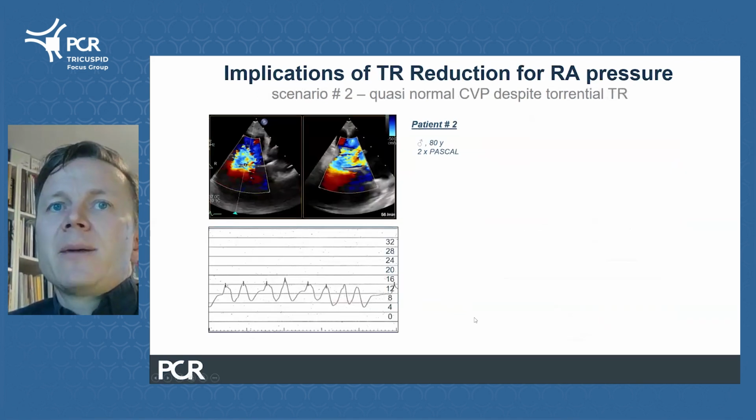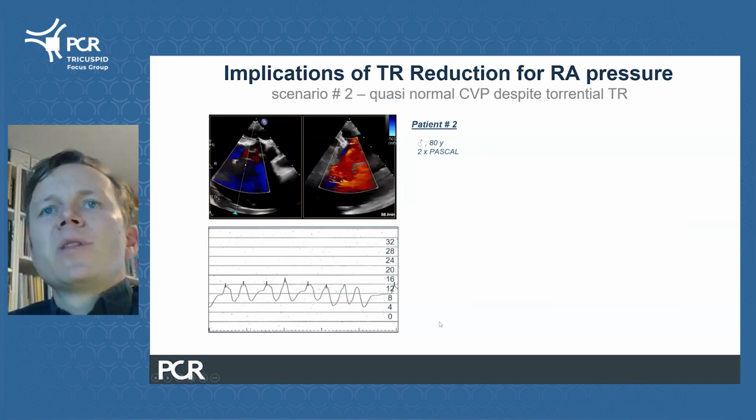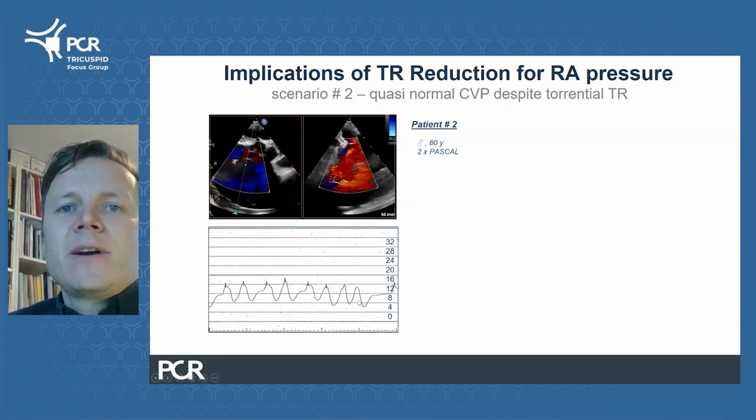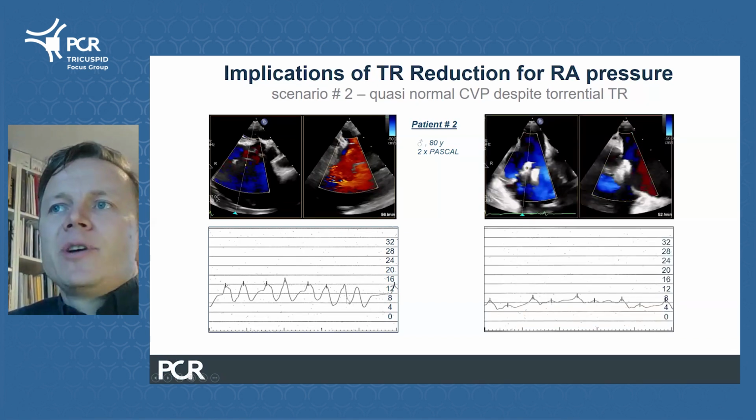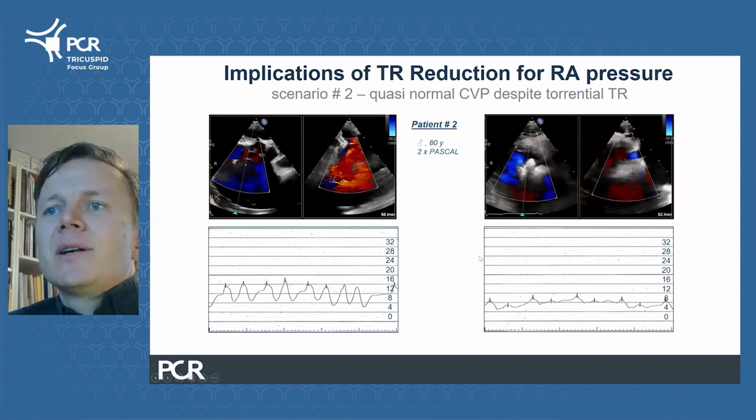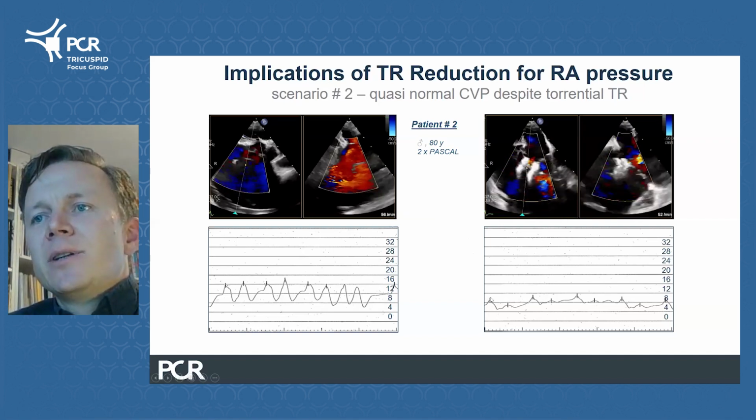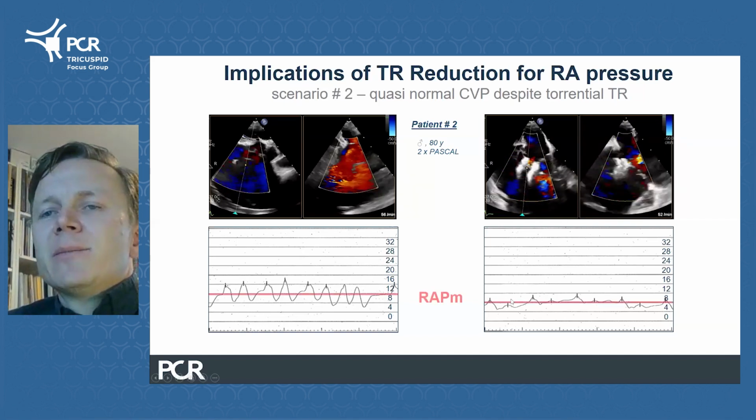This is not that uncommon, actually. This is a patient with a torrential TR, very severe TR. And yes, you see prominent V waves, but overall RA pressure levels are not that elevated. And when you treat the TR, a nice result, you see a reduction in the V wave, but the RA pressure levels didn't really change. But this is just because they were not that high to begin with.